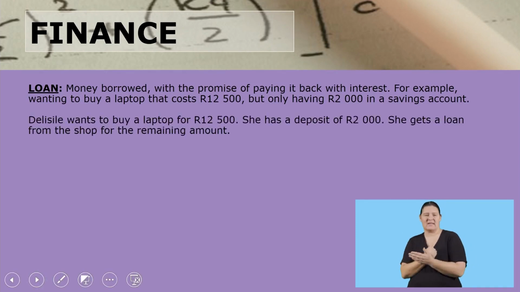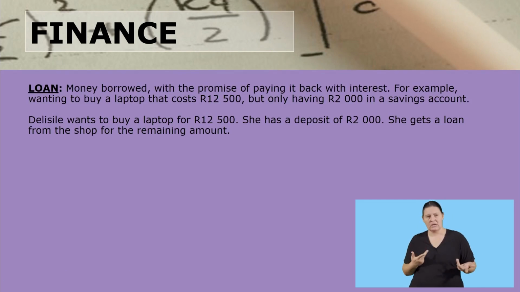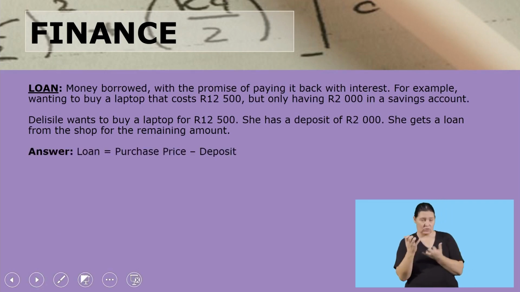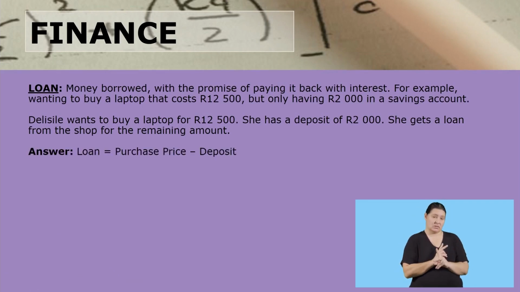So what is going to happen here? Let's see. Delisile wants to buy a laptop for 12,500 rands. She has a deposit of 2,000 rands. She gets a loan from the shop for the remaining amount. So we now need to calculate how much this loan was that Delisile got.